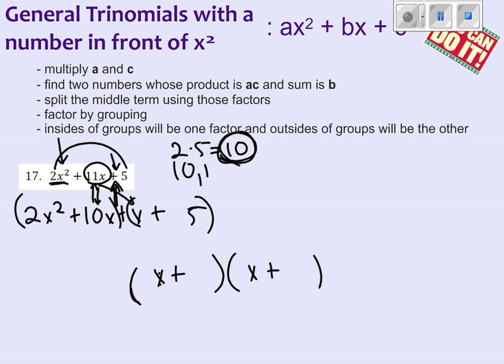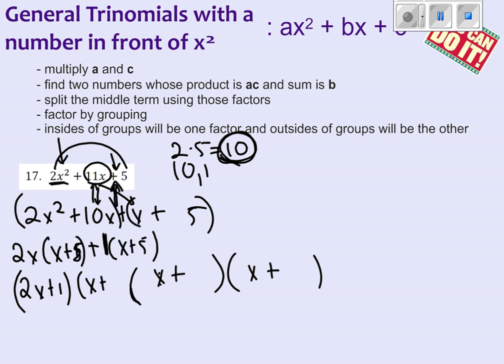So 2x squared and 10x. If I pull out what's in common there, find the greatest common factor, that's going to be 2x, left with x plus 5, plus x plus 5. There's nothing in common there. Well, this is like having a 1 out in front of it. So what my factors become are 2x plus 1 and x plus 5. So my solution here is 2x plus 1 and x plus 5.